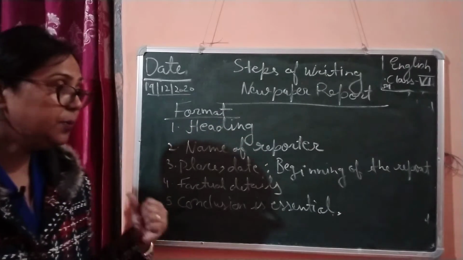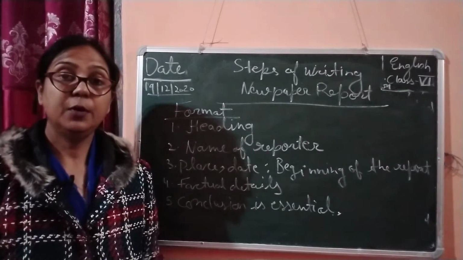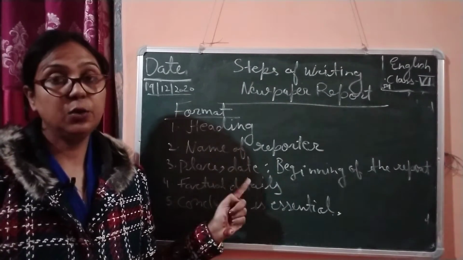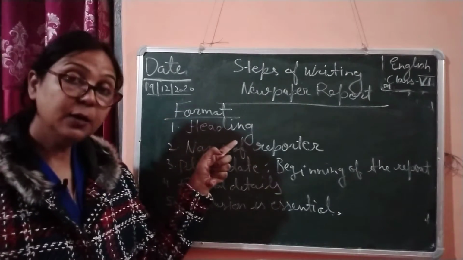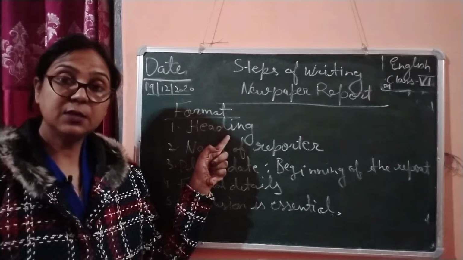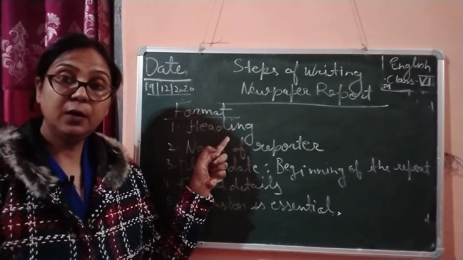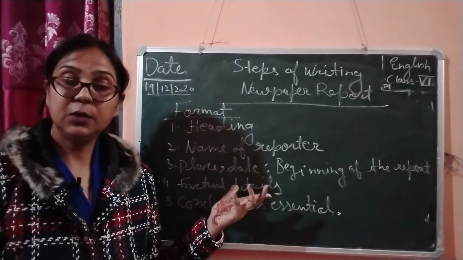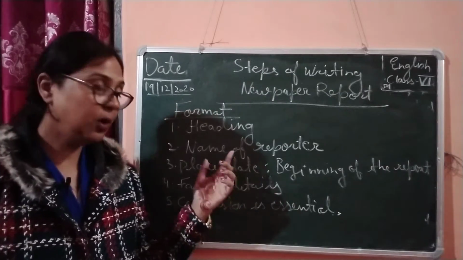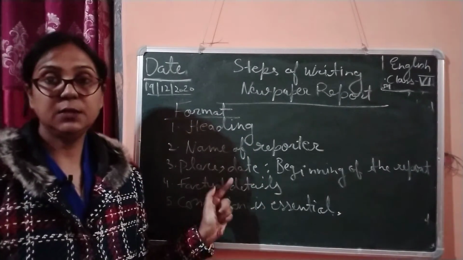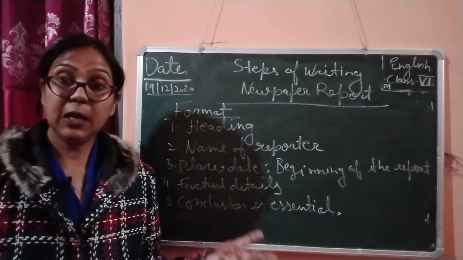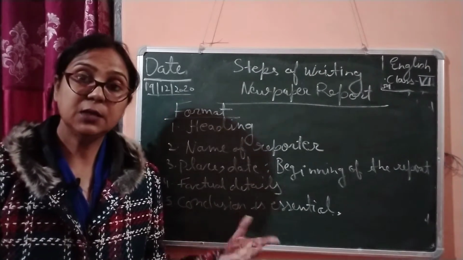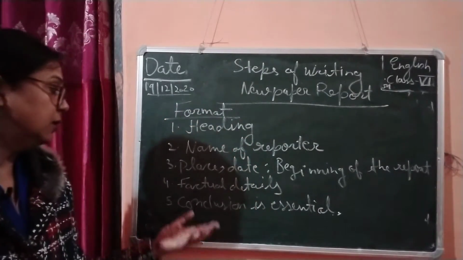So children, always be very particular about the format, because whenever you are writing a newspaper report, you should be particular about these points. First is heading. Heading, as we have discussed, should be very informative or interesting, and name of the reporter. You should mention your name over there, and place, date. Place, date, because this is very important. Because daily you get a new paper, that is why the date is always changing. Whatever happened yesterday, you should mention in that place and date.